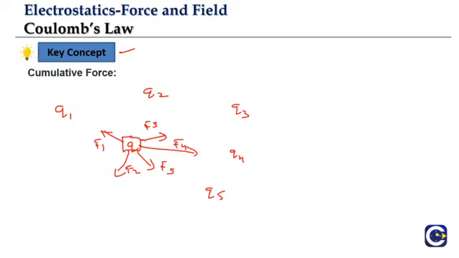So what we are essentially seeing is, on this charge Q, there will be 5 forces acting at the same time because of the surrounding charges, and the net force will be given by the vector sum of forces acting on the charge Q.